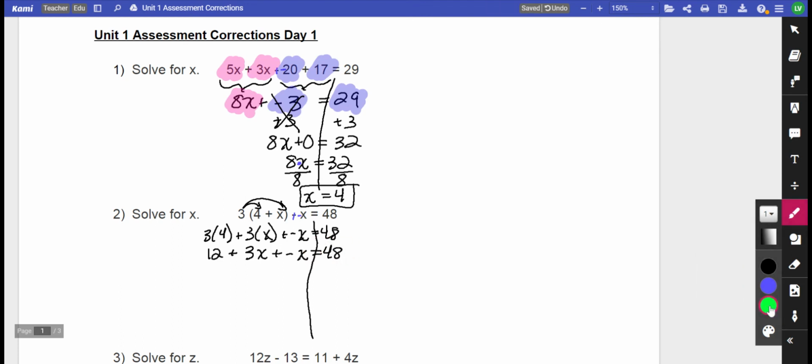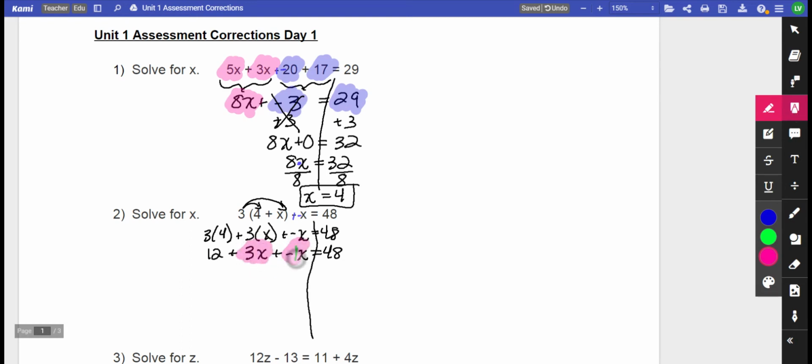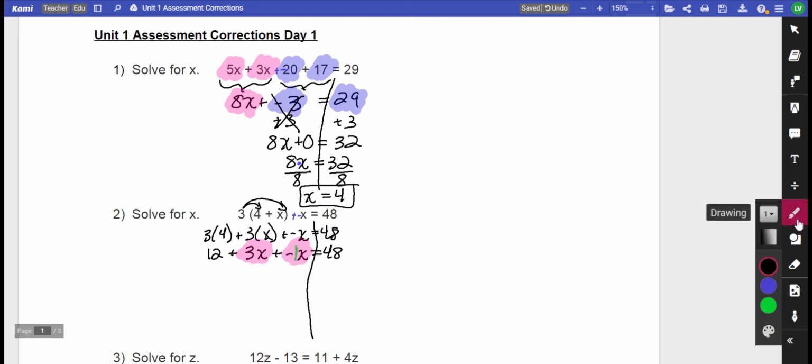Well, if you want, you can put an imaginary 1 in front of that negative x. So I want to figure out my like terms. So in this case, I have a 3x and I have a negative 1x. That's the only thing on the left side that I can combine. 3x plus negative 1x simplifies down to 2x. I need to bring down this 12. So 12 plus 2x equals, and I bring down the 48.